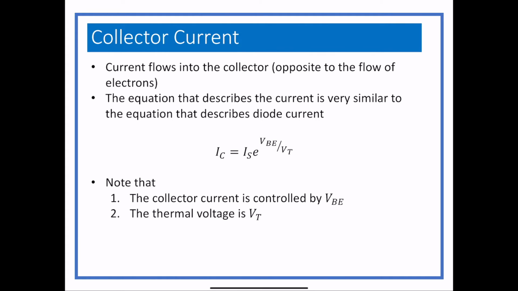And the thermal voltage is VT, not threshold voltage. There's no threshold voltage related to BJTs. In general, the way I do things is threshold voltage is a V sub small t, and thermal voltage is a V sub large T. Yes? What's IS again? That's the saturation current, and that is the same as what you had with diodes. That's the small amount of current that flows in the reverse direction, and that's given to you or found in a spec sheet.